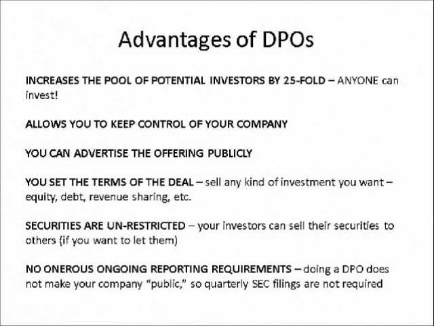And then a lot of people get confused. They think if they do a direct public offering that they then become a public company and have to do quarterly filings, and that's not true. You can become a public company, but you don't have to. Generally speaking, there are no ongoing reporting requirements. There may be some depending on your state, but usually very minimal.